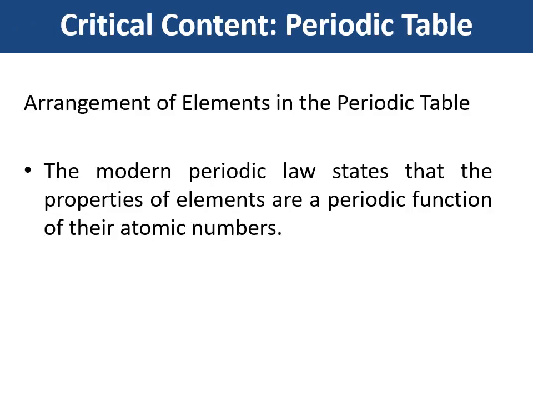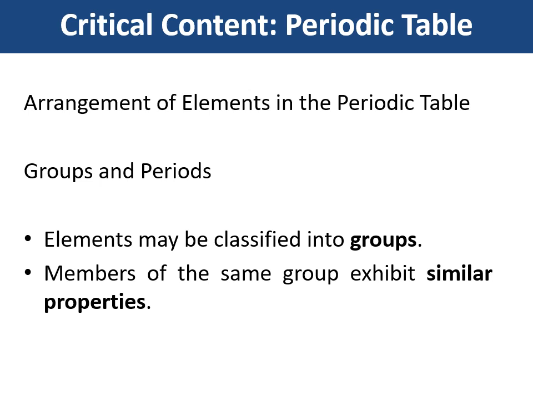Okay. So, for the arrangement of elements in the periodic table, always remember that the modern periodic law states that the property of elements are in periodic functions of their atomic numbers. Next one, group or period. Elements may be classified into groups, and members of the same group exhibit similar properties.